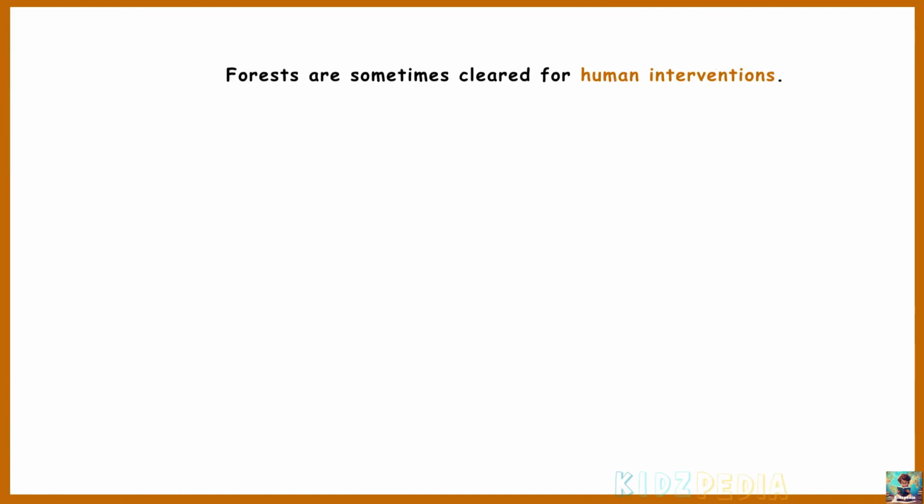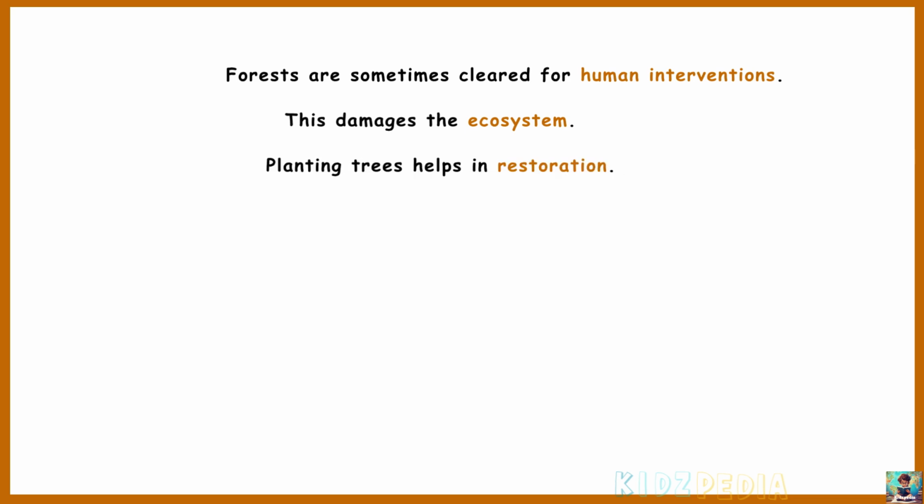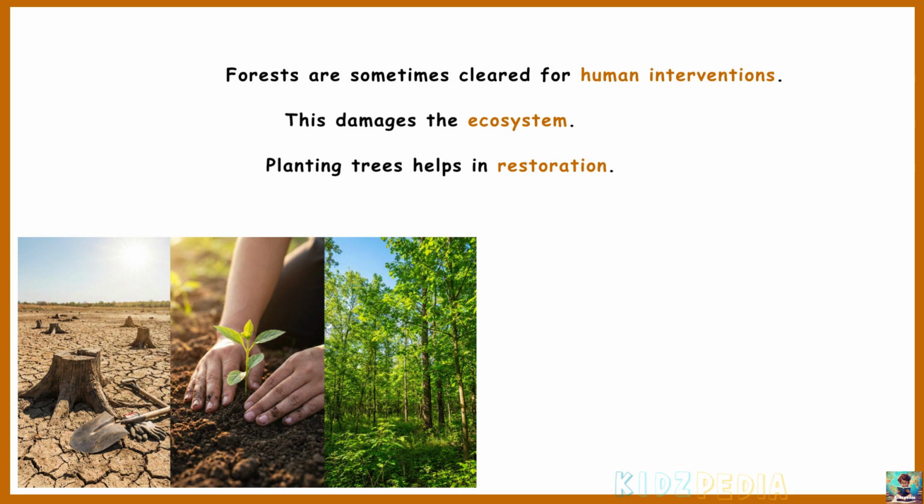So sometimes humans cut down forests for building houses or other uses. This damages the ecosystem, and that is plants, animals and their environment. We need to fix this thing. We need to plant trees again in those areas. But we must plant the same types of trees that originally grew there.